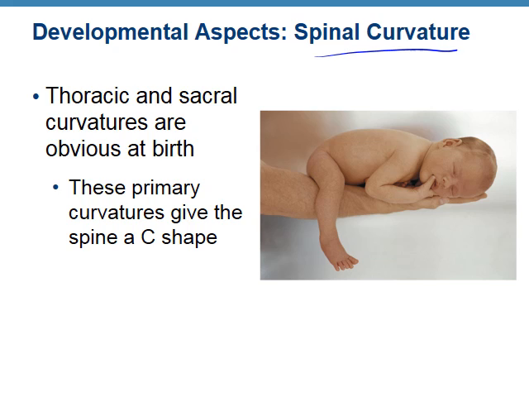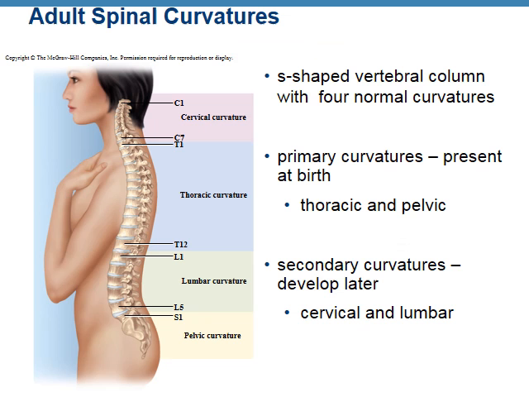When the spine is developing, I want to talk about the fact that there's a sacral curve and there is a thoracic curve. So these are obvious at birth. We call these primary curvatures, and they give the spine its C-shape. This is going to change. As an adult, the curvature of our spine is a little bit different. So here's our thoracic curve, and here's our sacral curve. We said these were primary curves present at birth, right? So these are the first curves that you get.